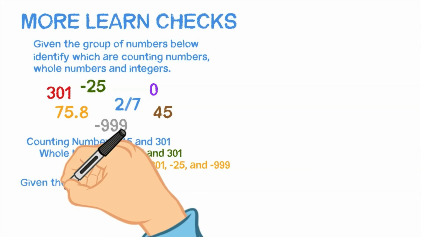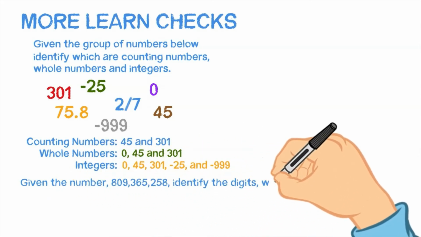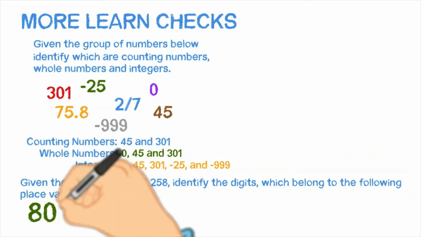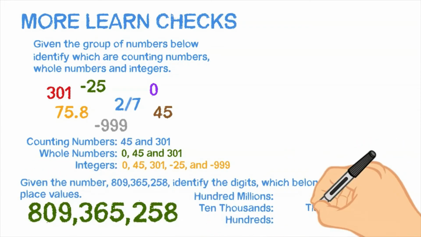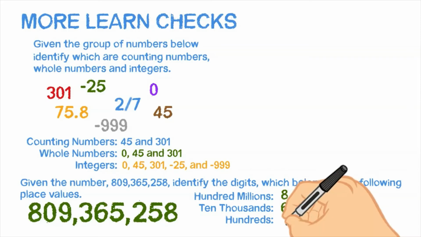Given the number 809,365,258, identify the digits which belong to the following place values. 100 millions. 8. 10 thousands. 6. Hundreds. 2.